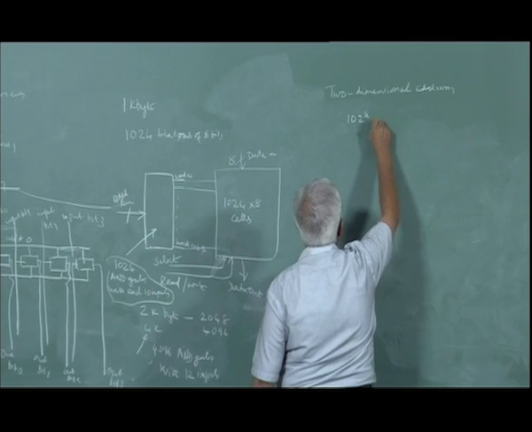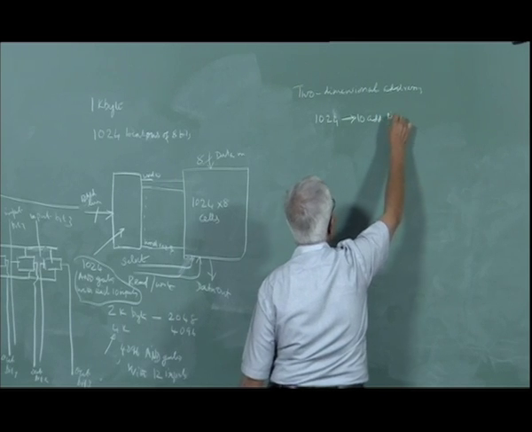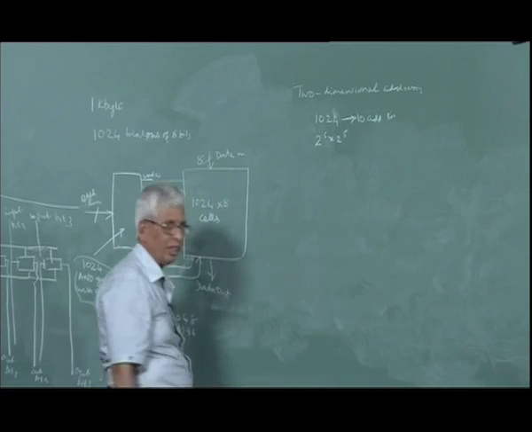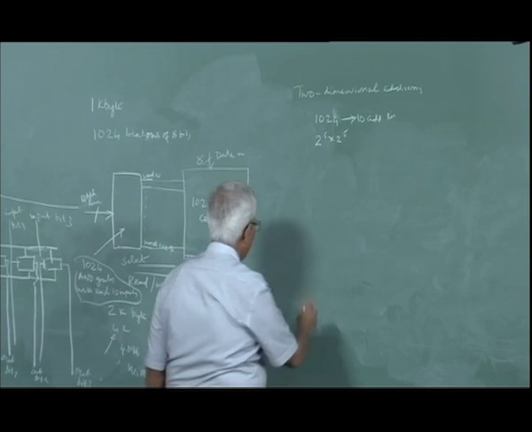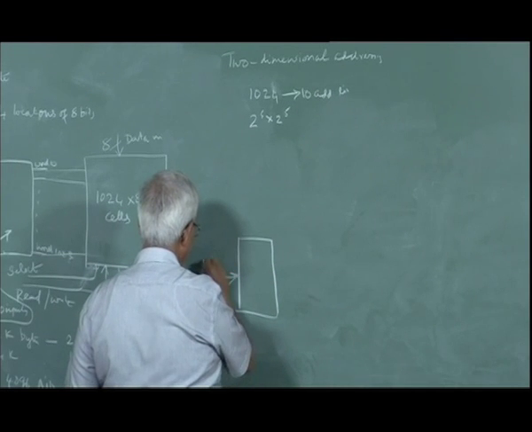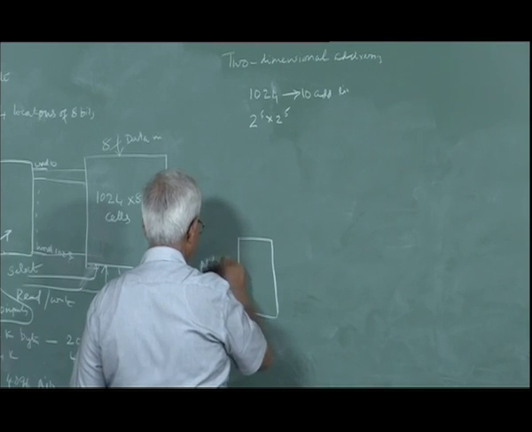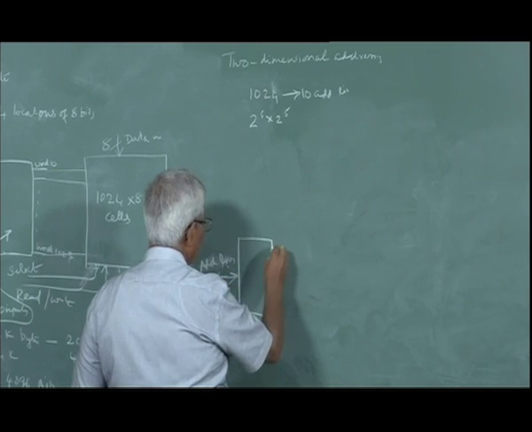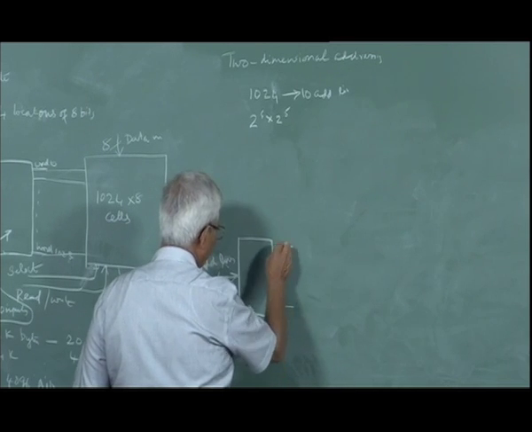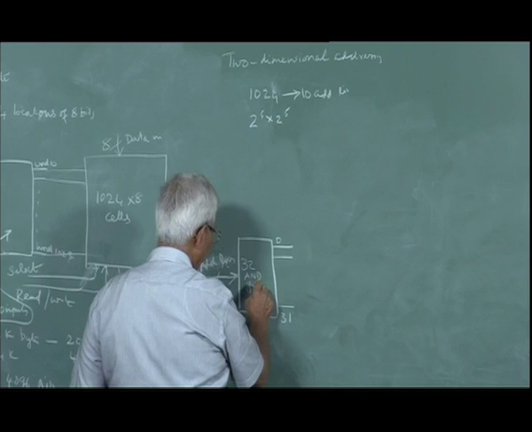1024 means 10 address lines. I will make this into 2 power 5 times 2 power 5. 2 power 5 times 2 power 5 is 2 power 10, which is 1024. So I have 2 power 5 address lines or 5 address lines, which will require only 0 to 31, 32 AND gates, with 5 inputs.